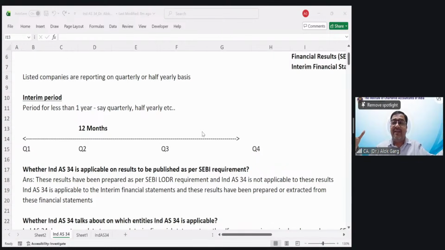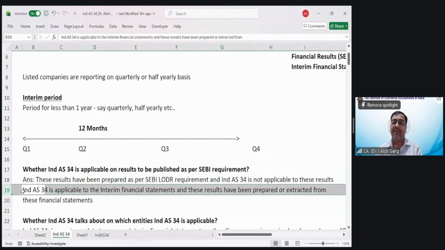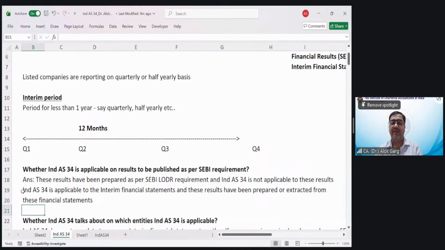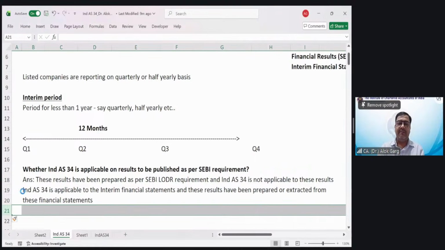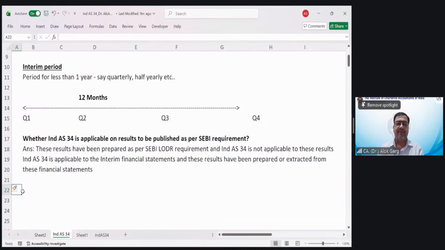So basically that financial statement is prepared as per Ind AS 34, and from those interim financial statements, the numbers have been extracted, the results have been extracted. Okay. These financial results have been prepared or extracted from these financial statements. So Ind AS 34 is applicable to interim financial statements, and these results have been extracted from these financial statements. Okay. Right. Now let me give you an example, a real life example.